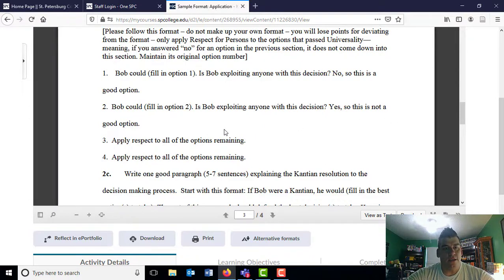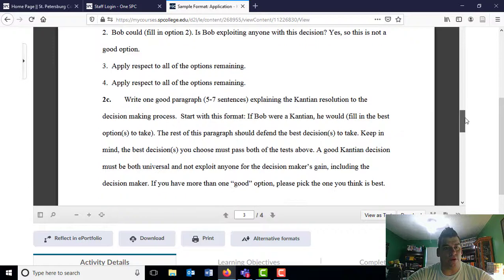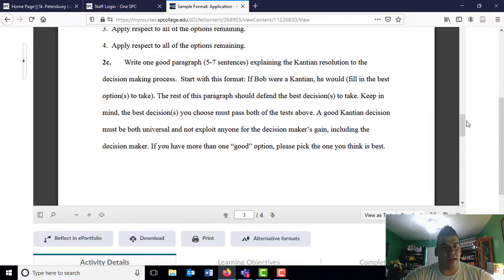Does that make sense? And so you would then apply respect to all options remaining, if there are any, and when you're done with that, same thing as last week, 2C, write one good paragraph, 5 to 7 sentences explaining the Kantian resolution. Start with "If Bob were a Kantian, he would," and then fill in the best options to take. And then the rest of the paragraph should defend the best decision or decisions, because remember, there could be a couple.